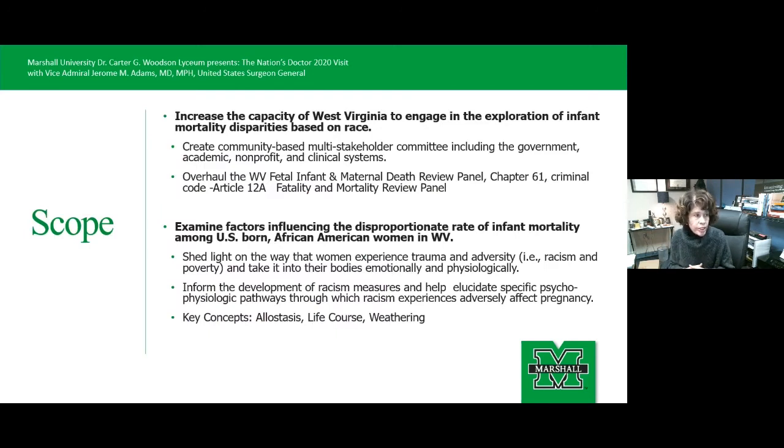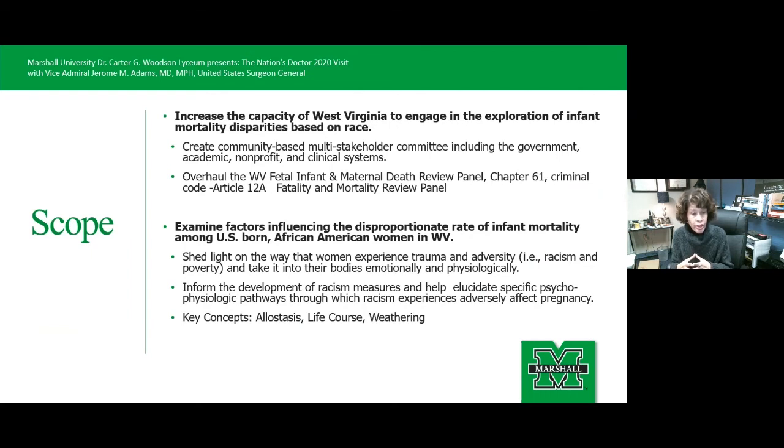The scope of the research that I'm working on takes two different parts. First, in the state of West Virginia, it's important that we increase our capacity to have this conversation about infant and maternal health disparities based on race. Because of the long history of poverty in the state of West Virginia, we have documented the impacts of poverty on population health, but we need to go a step further and also analyze the impacts of race and racism in West Virginia. How do we have that conversation?